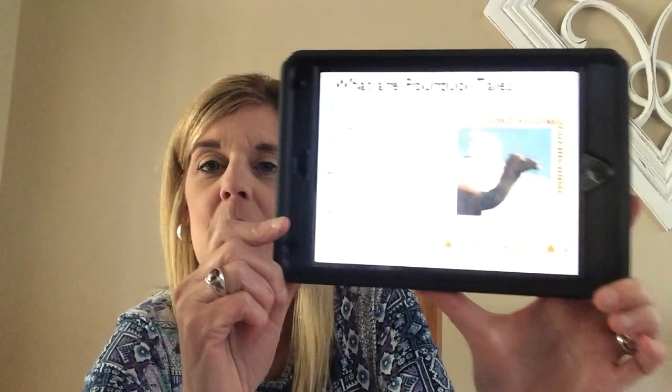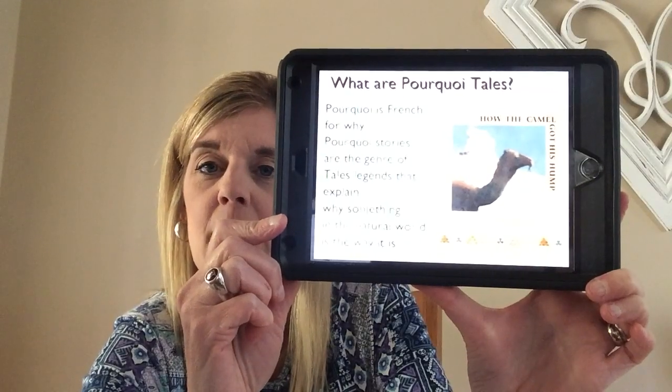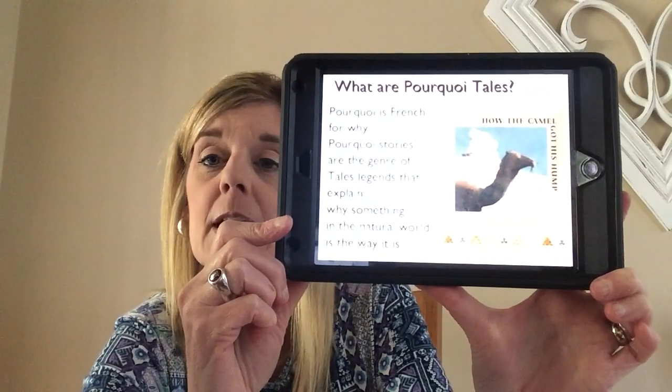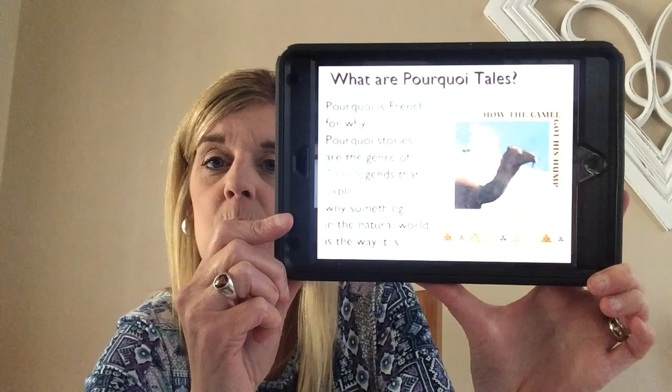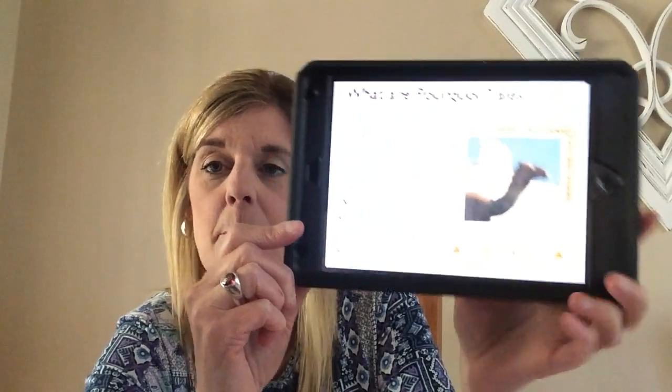So that's what it looked like yesterday. I showed you that under the camera, and it's how something comes to be in nature. And so this one was how the camel got its hump. So in nature, the pheasant and the kingfisher, how they came to be. Okay, and the myth used realism and fantasy to help tell you how the birds came to be.